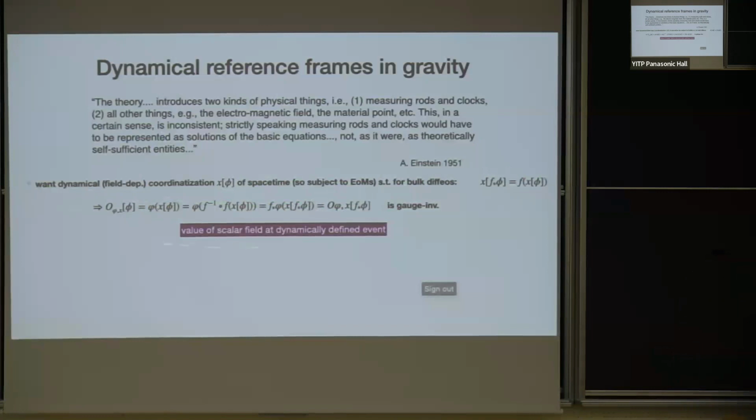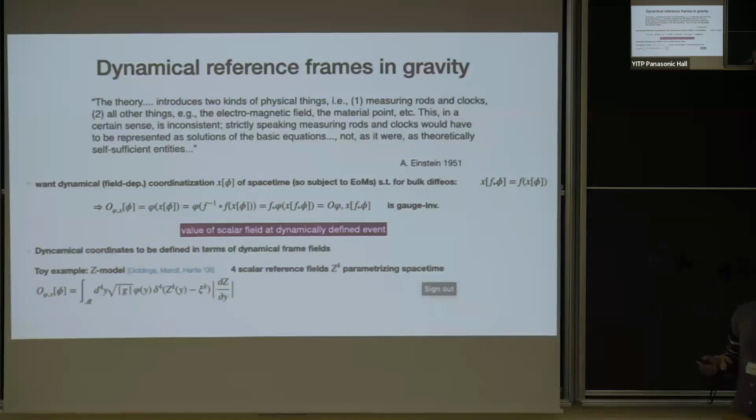This is now the value of a scalar field at a dynamically defined event. And to provide you a bit of intuition of how one could achieve something like this, what we want to have is dynamical coordinates for space-time, really. There's a very simple toy model that was formulated by Giddings, Marolf, and Hartle about 15 years ago. They call it the Z model.